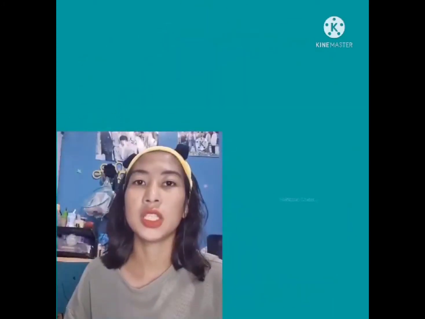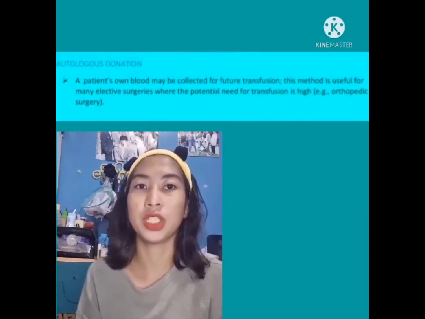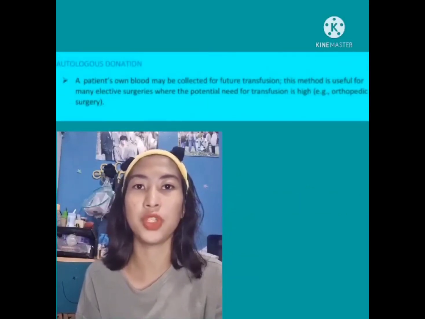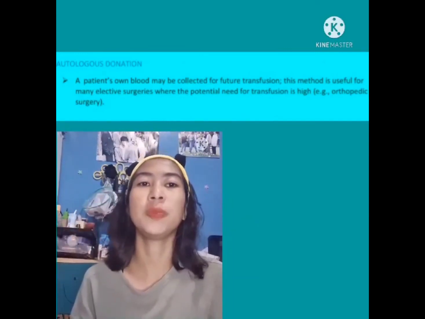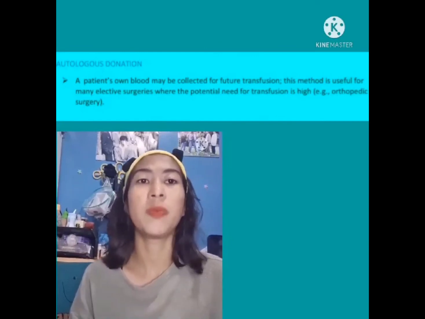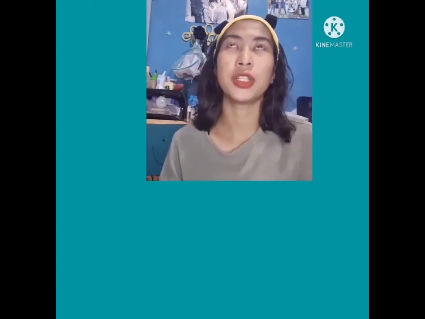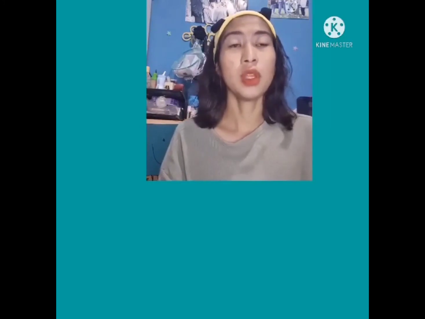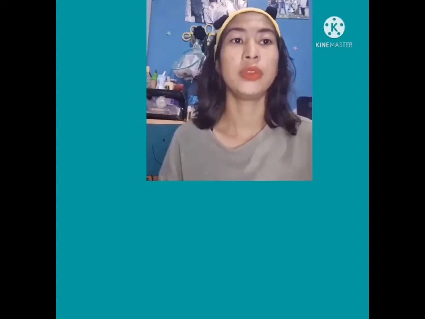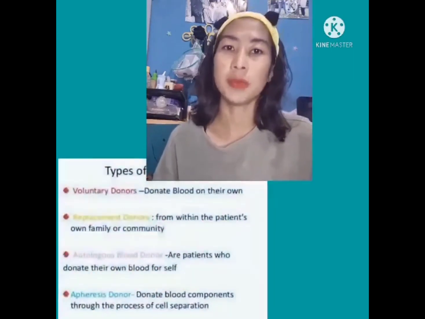The next one is autologous donation. This method is a preoperative donation of the patient's own blood to be used for a future transfusion, for example in orthopedic surgery. It should be collected 4 to 6 weeks before the surgery. That's why the patient must be monitored for their own condition.